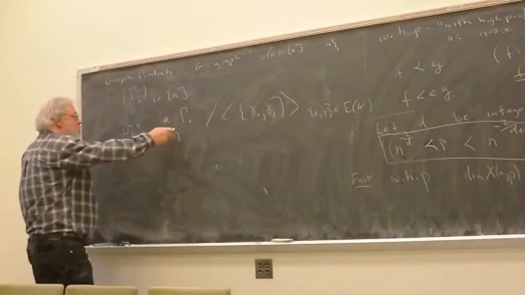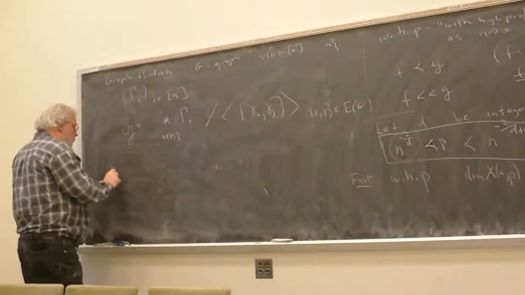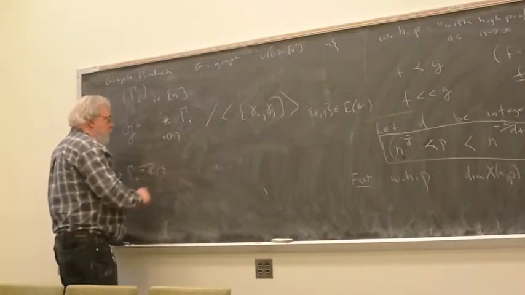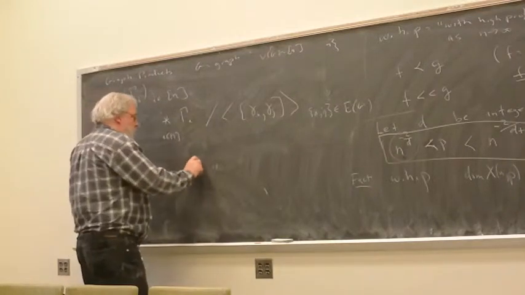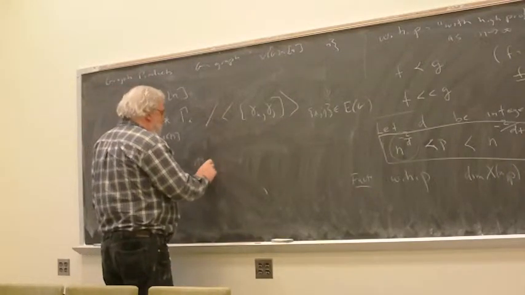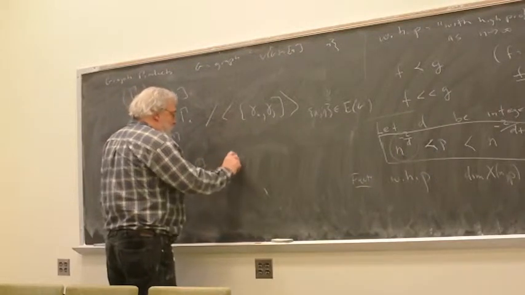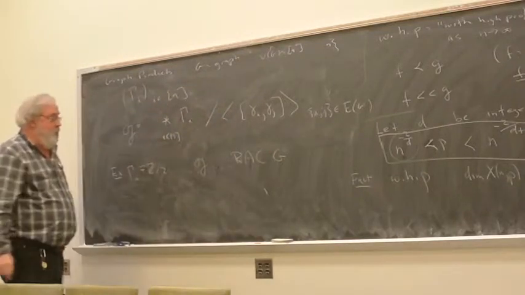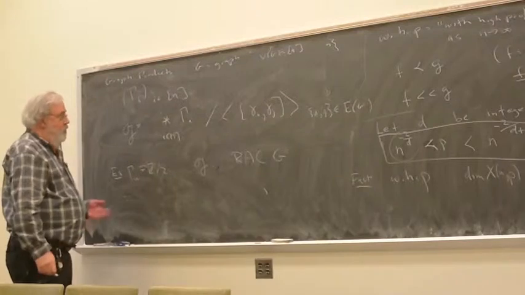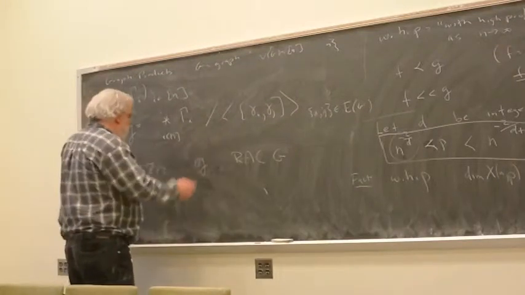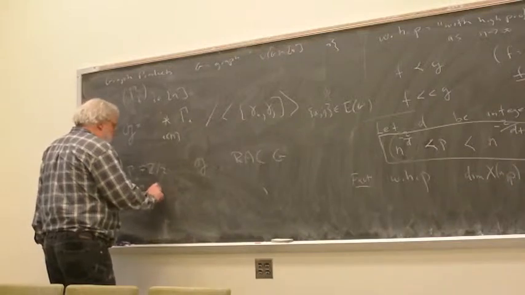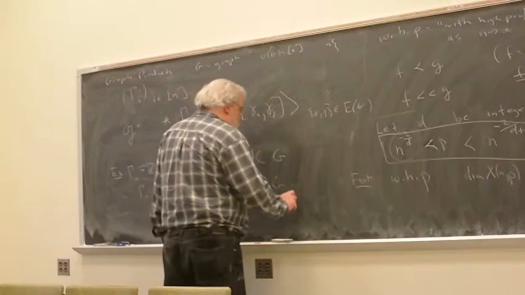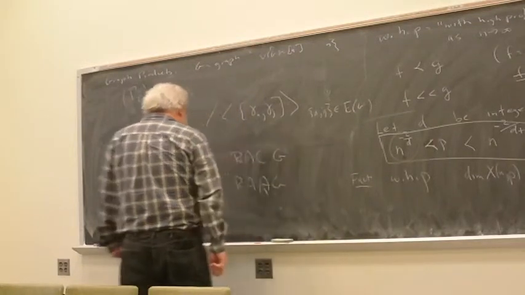So most of the time you can think of gamma i as being a fixed group. For example, if gamma i is the cyclic group of order 2, then G is what's called the right-angled Coxeter group associated to the graph, which is just defined by this relation. If gamma i is equal to the infinite cyclic group, then G is what's called the right-angled Artin group associated to the graph. Okay.